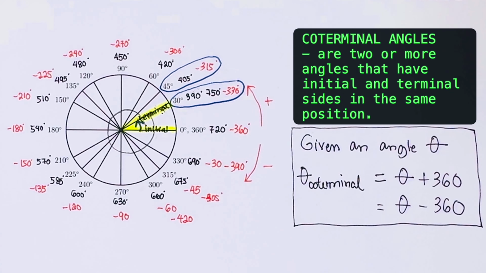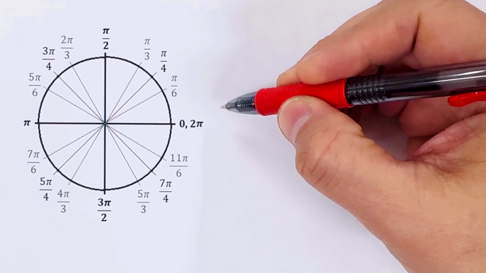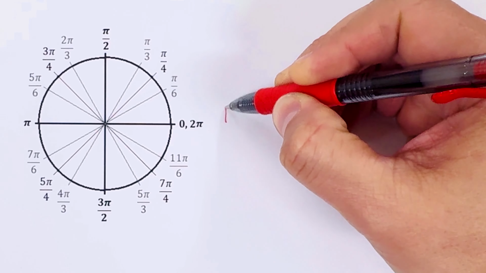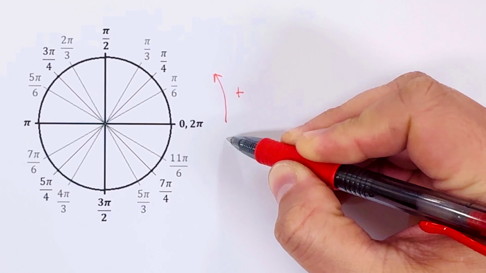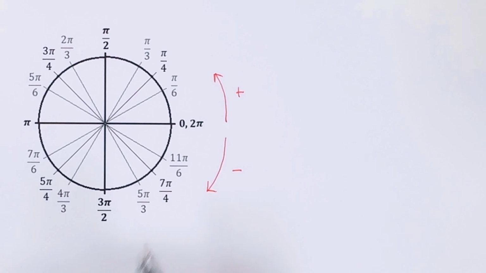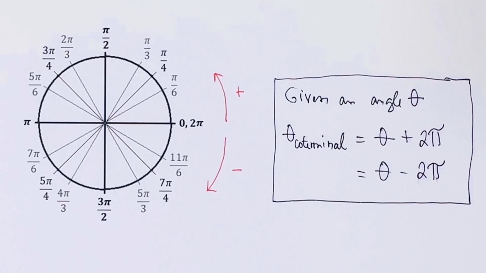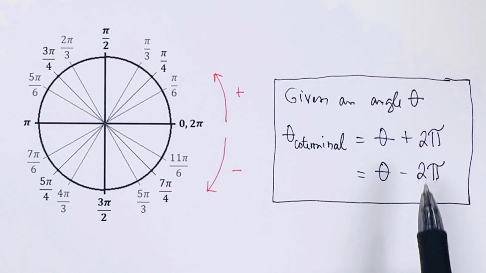Now, what happens if the angle measure is in radian? If the angle measure is in radian, we always remember that going counterclockwise direction would be positive and going clockwise direction would be negative. So it's going to be the same thing, but the measure is in radian. Using the previous formula with the degree, we can write the formula for coterminal angles if the given angle is in radian. The coterminal would be either we add or subtract 2 pi to the given angle.